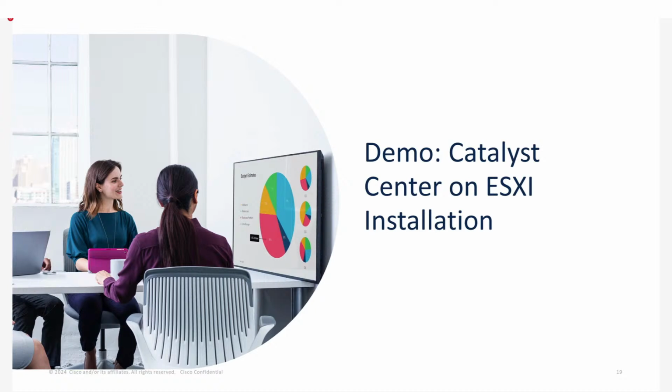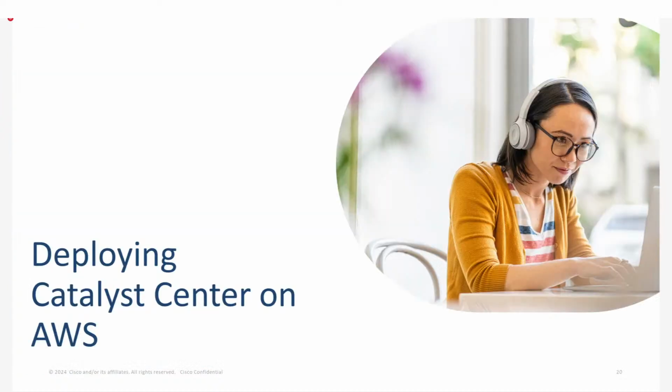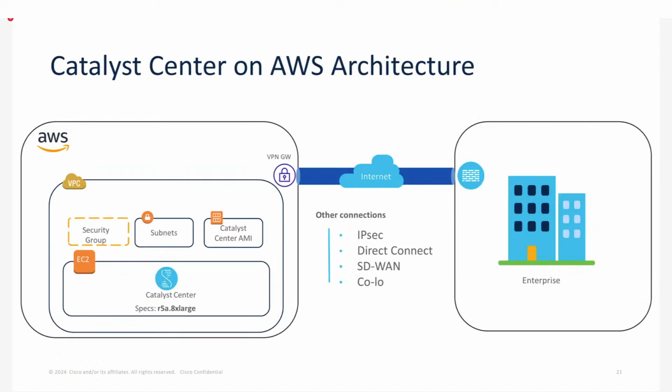Okay. So now we're going to check how to deploy Catalyst Center on AWS. So for Catalyst Center on AWS, as you know, it's a cloud-based solution. The Catalyst Center appliance is embedded on an EC2 instance, and the supported option is R5A 8 large. It resides within a VPC, virtual private cloud, within a specific subnet that's associated to it. And this VPC will include the security groups, subnets, and the Catalyst Center AMI that has been defined already.